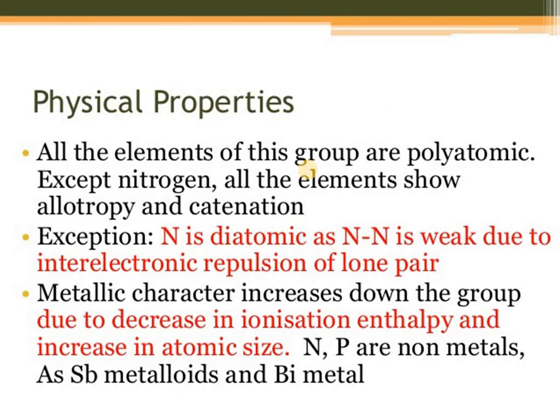Physical properties: all the elements of this group are polyatomic except nitrogen. All the elements show allotropy and catenation; the exception is nitrogen, which is diatomic, because the nitrogen single bond is weak due to interelectronic repulsions. You know that whenever nitrogen forms a bond with another nitrogen, there will be lone pairs, and with small atomic size, lone pair repulsions lead to lesser bond energy for a single bond. For the triple bond I am not talking about this. Metallic character increases down the group because ionization energy decreases as atomic size increases. Nitrogen and phosphorus are non-metals, arsenic and antimony are metalloids, and this is a metal. Now it's clear that arsenic, that was a printing error only, it is a metalloid.